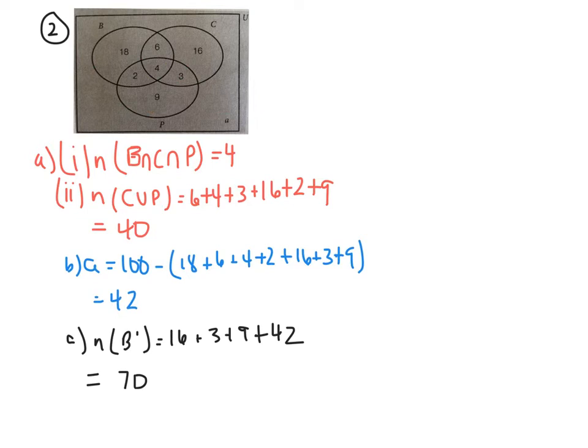Part C wants to know how many people are not taking biology. So there's a couple ways you could do it. You could either add up the groups that are outside of biology, or you could do 100 minus those who are taking biology. Either way, you should end up with 70 people are not taking biology. I did it by adding up these over here, and then also don't forget the 42 that are not taking any science.